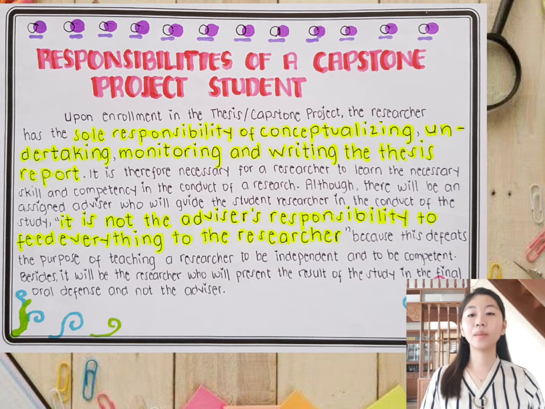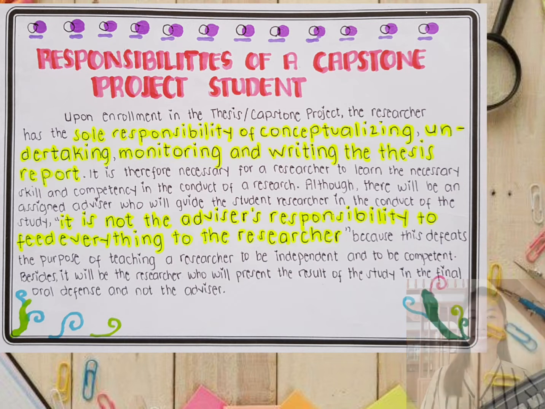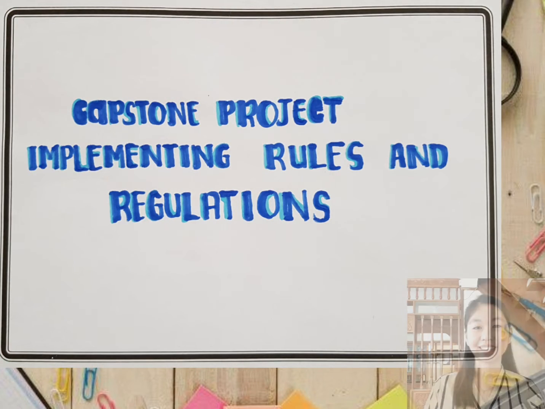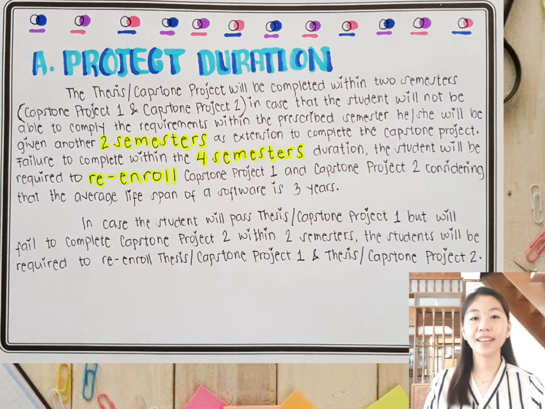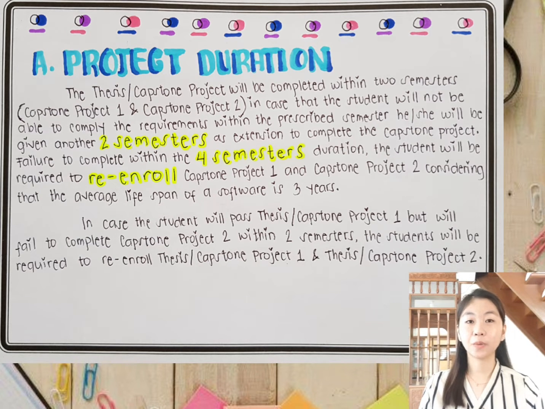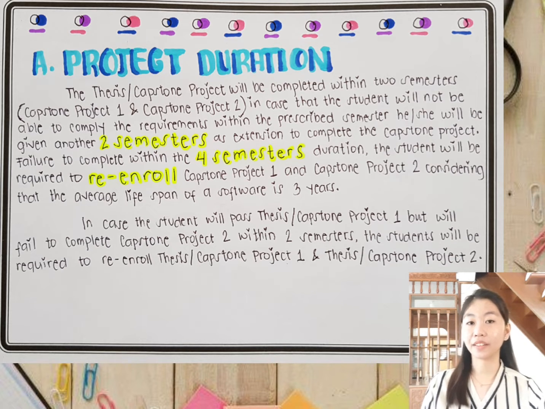Besides, it will be the researcher who will present the result of the study in the final oral defense and not the advisor. Capstone Project Implementing Rules and Regulations. A. The project duration. The thesis or capstone project will be completed within 2 semesters: the Capstone Project 1 and Capstone Project 2.